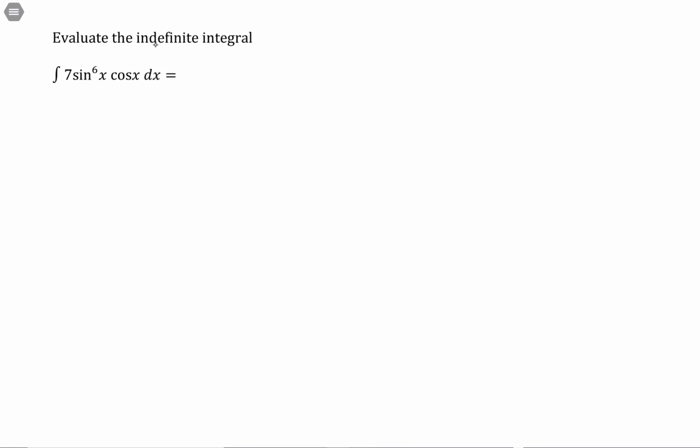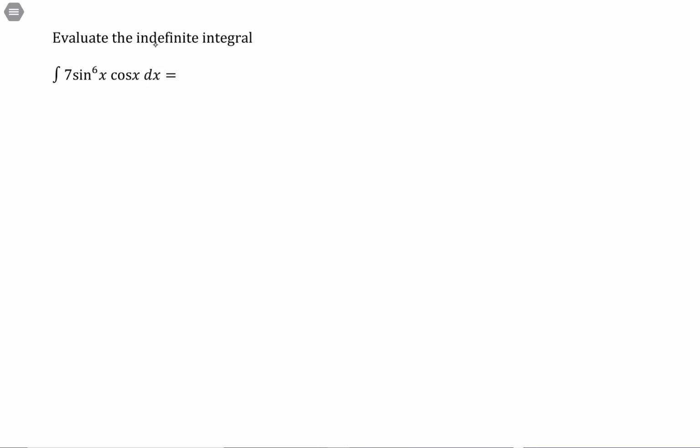Evaluate the indefinite integral of 7 sine to the 6th x cosine x dx. All right, to work this out, what we need to do is probably make use of u substitution. Generally, when I approach an integral that I'm unfamiliar with, this is the first method that I try.